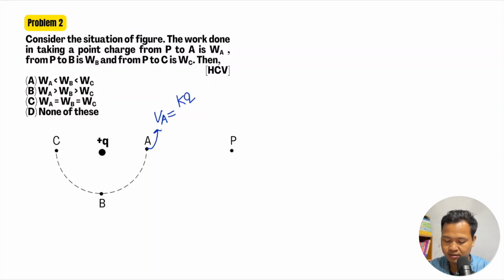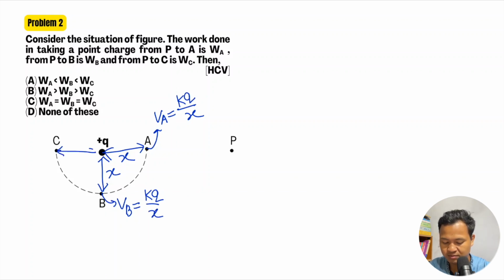Suppose the charge is at distance X, so the potential is KQ by X. Now at B, the distance from Q is again X, so VB is equal to KQ divided by X. Similarly at C, the distance is again X, so VC is equal to KQ divided by X. Since all the points are at the same distance from the charge, all of them have potential KQ by X.